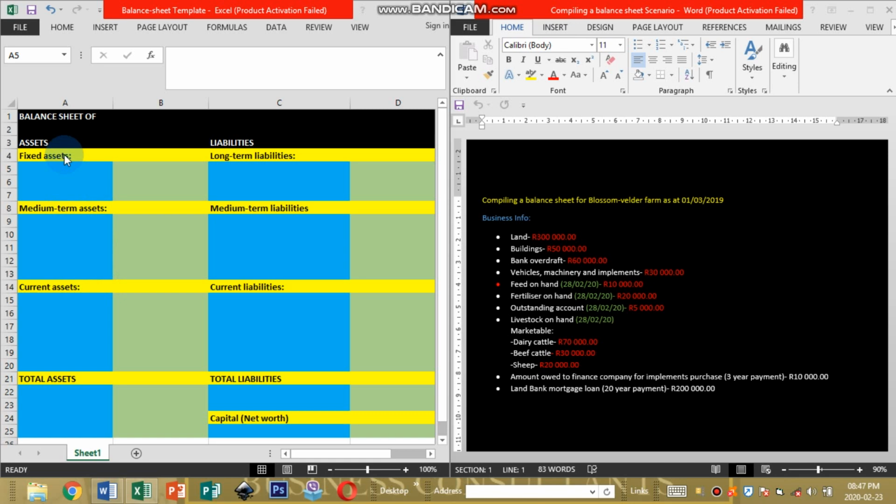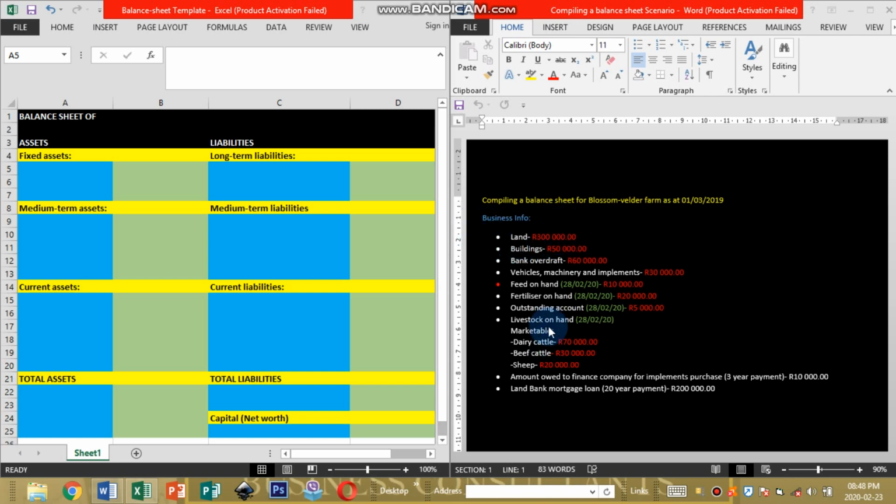So without wasting any time, let's get through this. Compiling a balance sheet for Blossomveld farm. Given this scenario of the financial transactions of this farm, we have to compile a balance sheet for this farm. As you can see, this balance sheet is as at the 1st of March 2019.